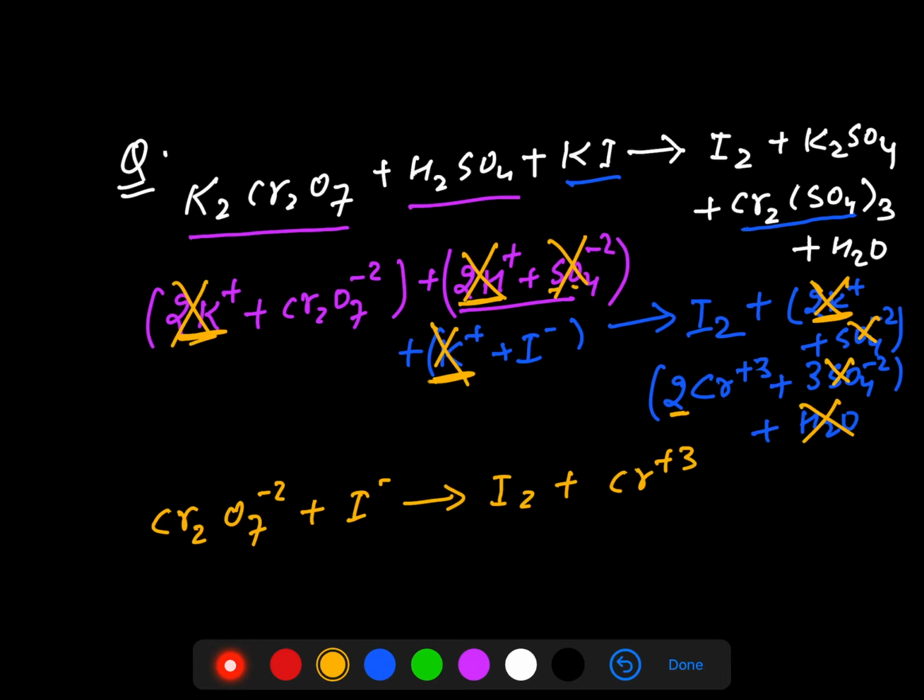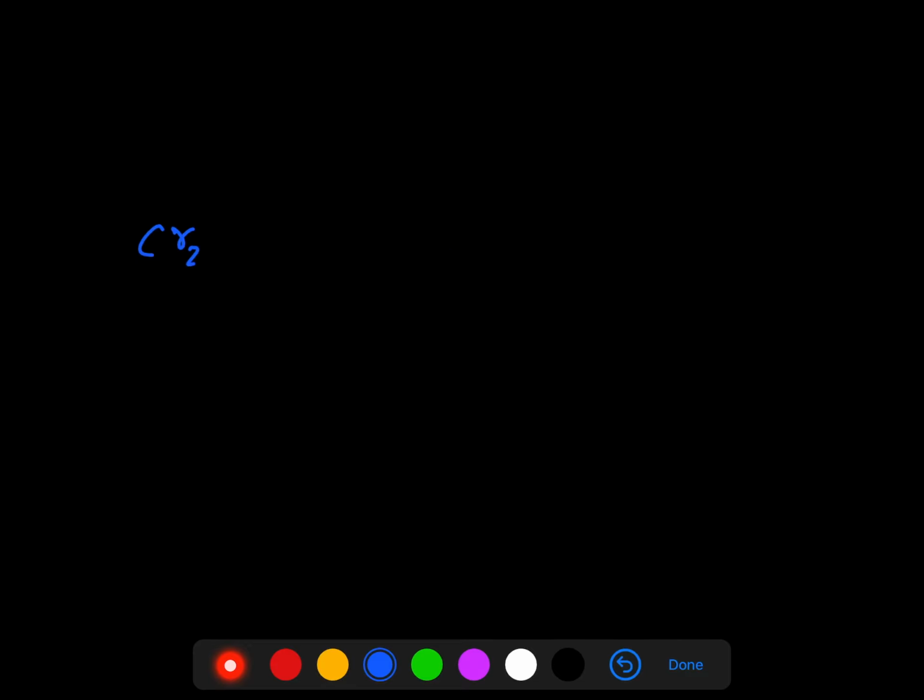First thing is that we need to identify the medium. It's an acidic medium problem because an acid was present over there, right? Now start balancing it. Chromium over here is in the +6 state, iodine -1, iodine 0, chromium +3. So let's rewrite it on the next page.